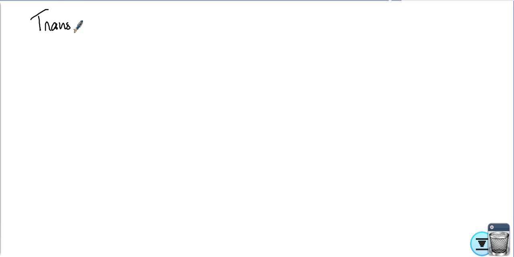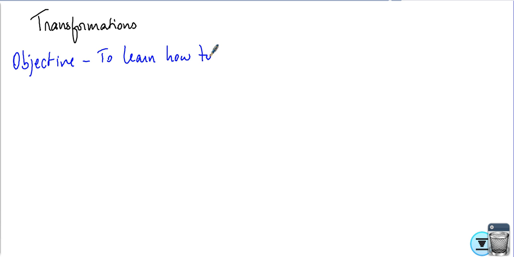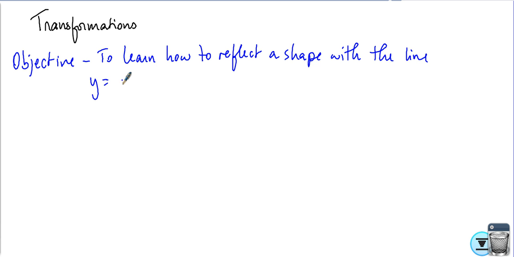So, we're continuing transformations. Our objective for today is to learn how to reflect a shape with the line y equals a or x equals a, where a is a constant, a number, and a whole number also for this case. So this is going to be our objective for today.